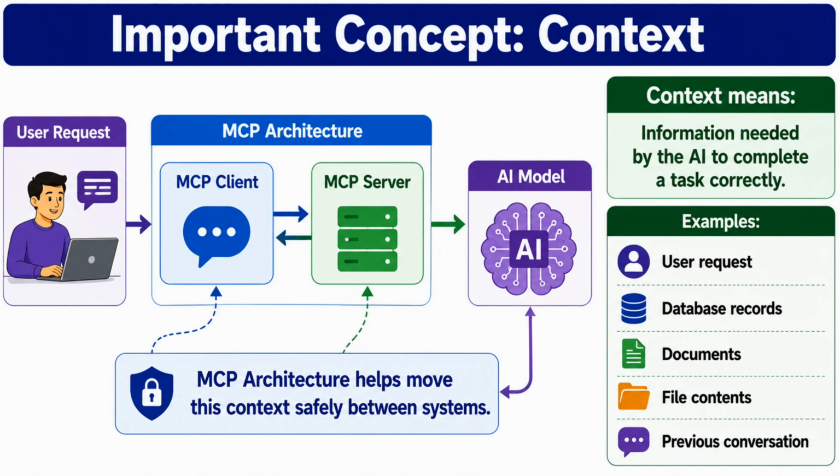One important word in MCP is context. Context means information needed by the AI to complete a task correctly. Examples include user request, database records, documents, file contents, and previous conversation. MCP architecture helps move this context safely between systems.